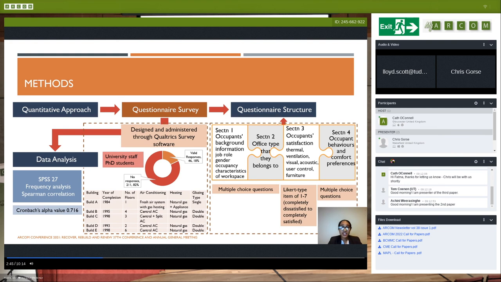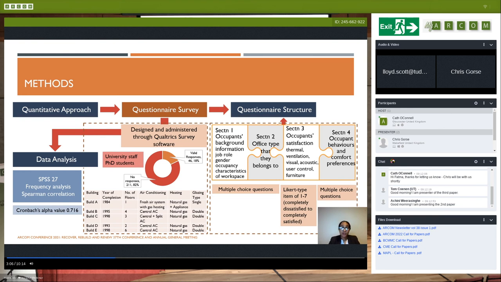All measures related to satisfaction were estimated by a Likert type item of 1 to 7, ranging from completely dissatisfied to completely satisfied. This is a good indicator of subjective aspects of occupant behaviors, and these aspects can be used to identify the triggers of occupant behaviors.